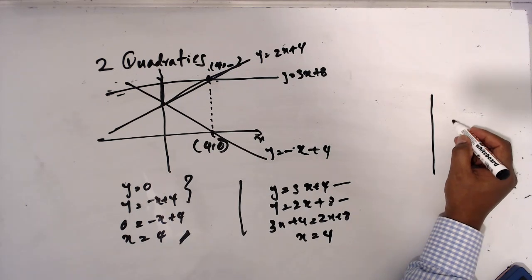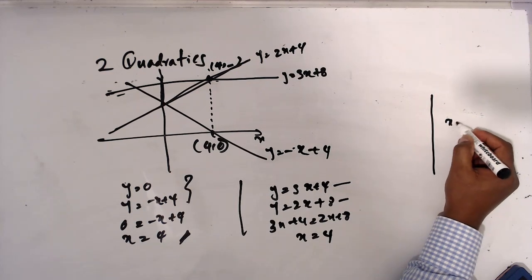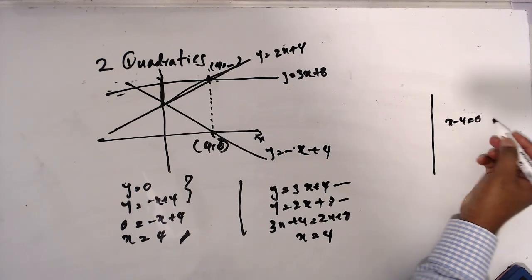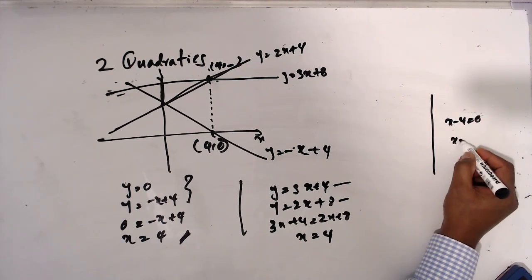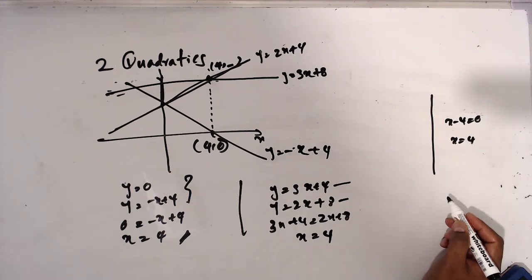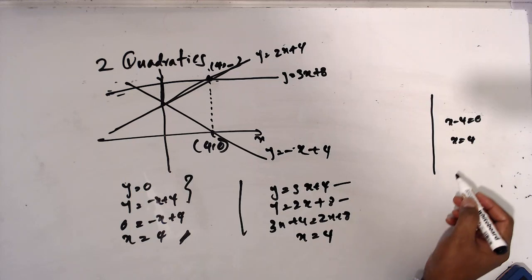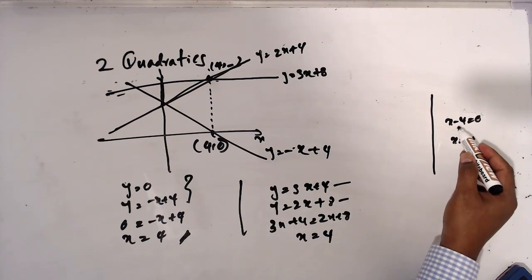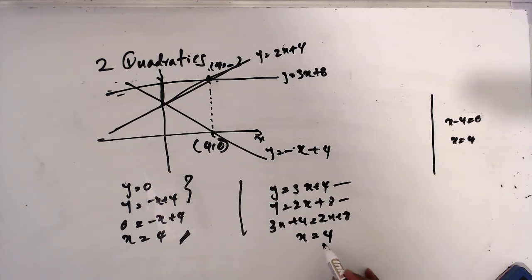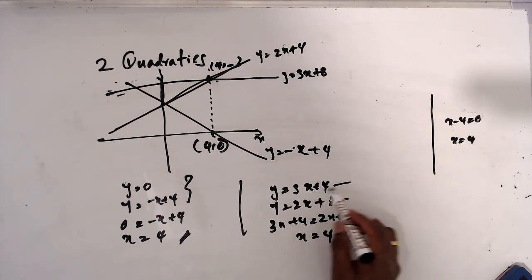You have a linear equation. The equation is x minus 4 equals 0. I ask you to solve this equation. Then you will solve and tell this x equals 4. Now what is your conclusion? You will get this x equals 4 when you solve those two equations.